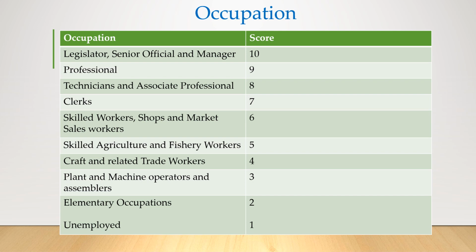For occupation, if the occupation is legislator, senior official, or manager, the score is 10. For a professional, the score is 9. For technician and associate professional, the score is 8. For clerks, the score is 7. For skilled workers and shop and market sales workers, the score is 6. For skilled agriculture and fishery workers, the score is 5. For craft and related trade workers, the score is 4. For plant and machine operators and assemblers, the score is 3. For elementary occupations, the score is 2. For the unemployed, the score is 1.